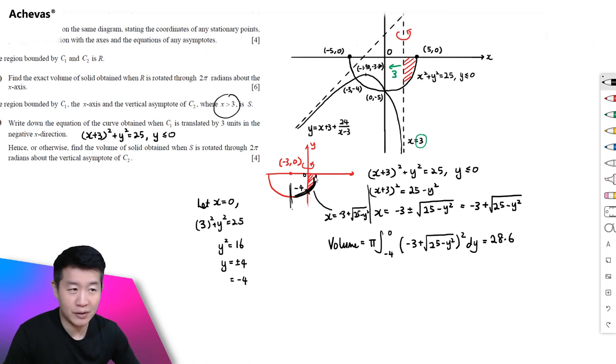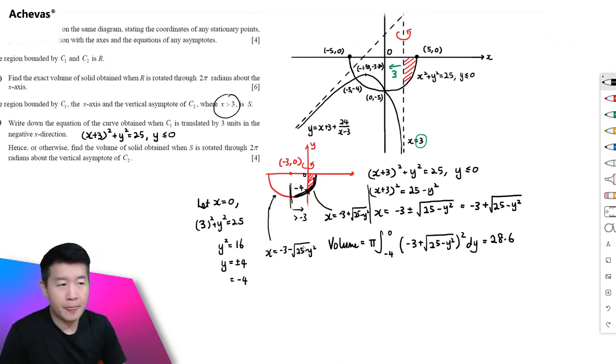we are looking at this part of the graph, because this is the part of the graph that binds this region to the y-axis, right? And this part of the graph is definitely bigger than minus 3, because it's on the right-hand side of minus 3. That's why we choose minus 3 plus. To the left-hand side of minus 3, this part of the graph, if you actually want to code the equation, this will be minus 3 minus square root of 25 minus y square. Okay?